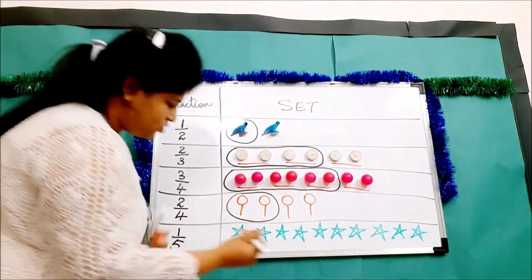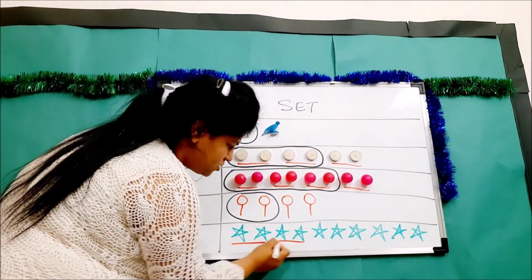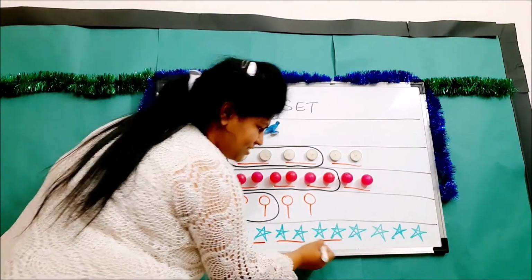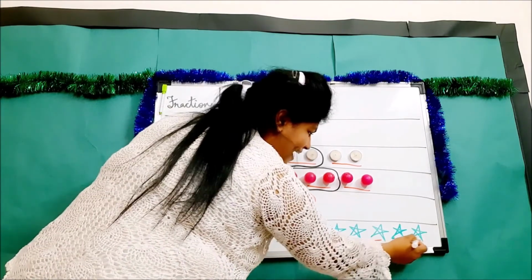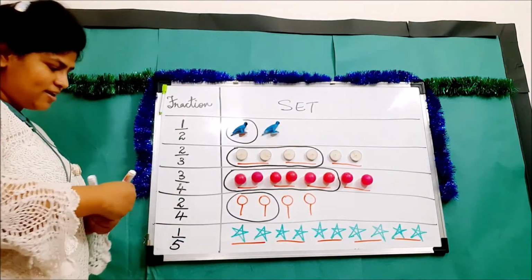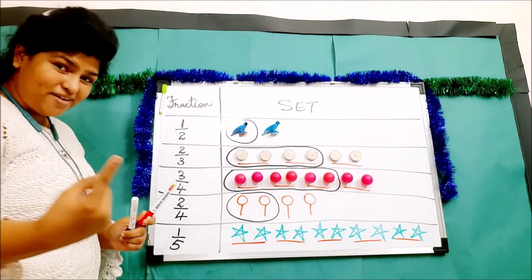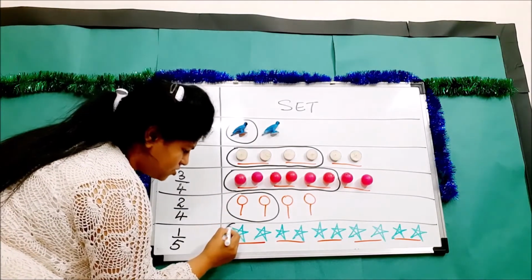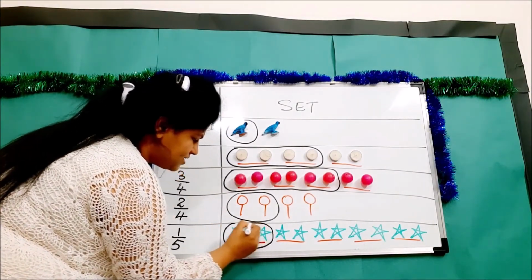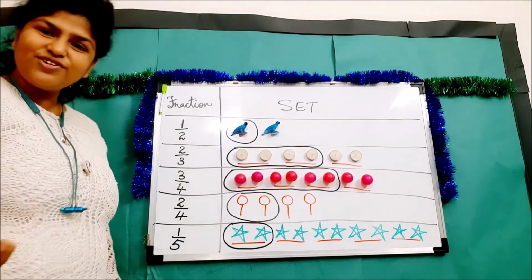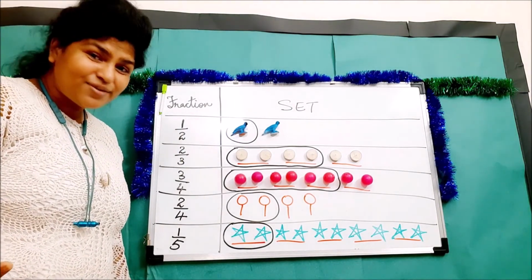Come on. These 2 stars as 1. These 2 stars as 2. These 2 as 3, 4, and 5. Okay, come on. Now how much do we want? Just 1 set. So circle one set. Finish. Over. So simple, right?